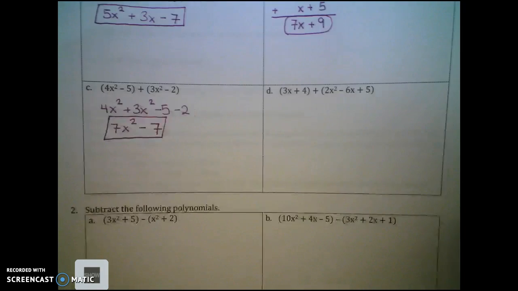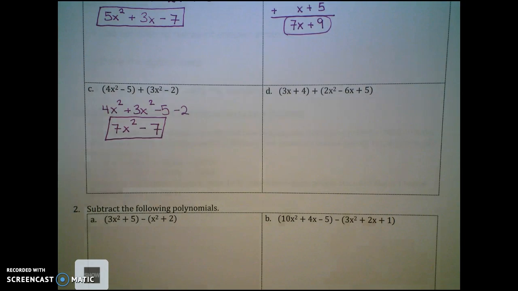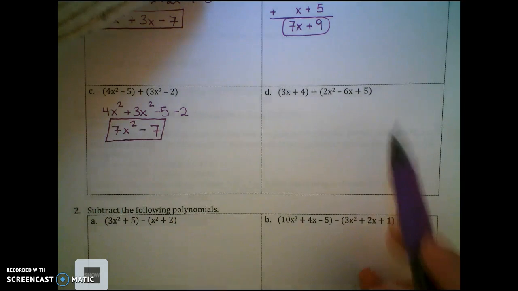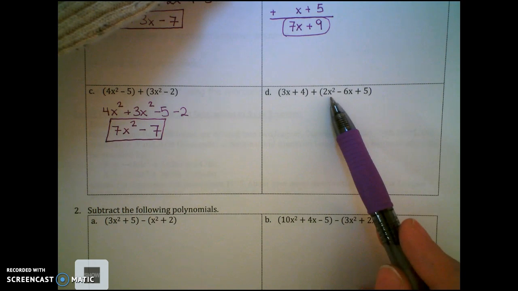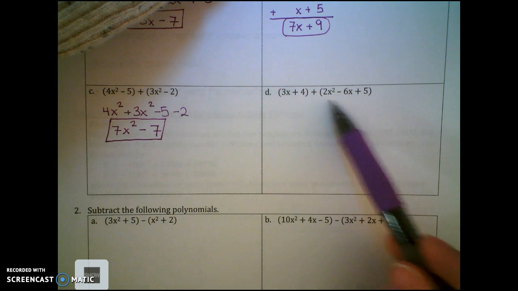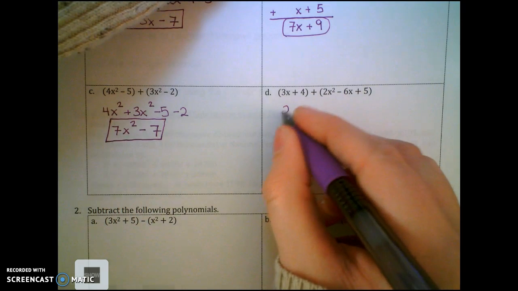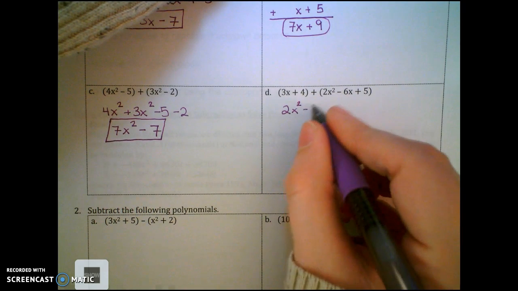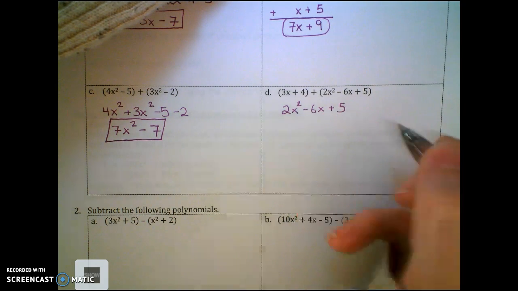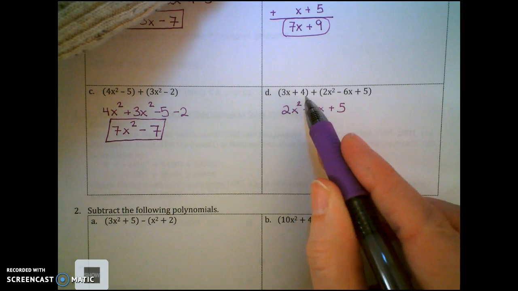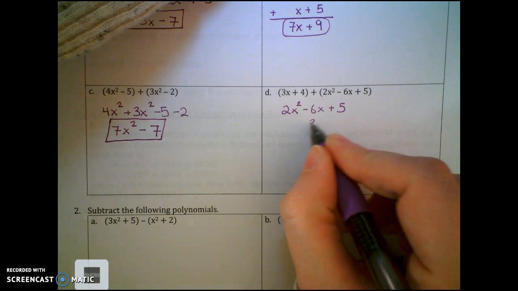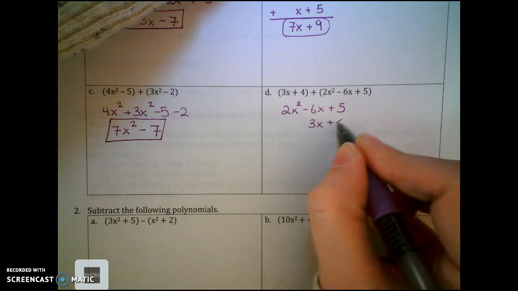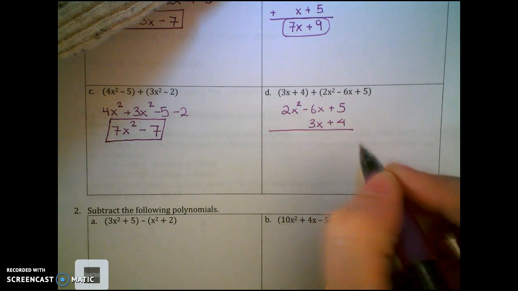So if we look at D, we can set this up vertically or horizontally. I do want to do this one vertically just so we see what it looks like when I am missing a term that I have here, but not here. So I have a 2x squared as my only one. So I'm going to put my longer polynomial on the top. So I'm going to put this as 2x squared minus 6x plus 5 on the top. And then I will line up this polynomial underneath it, making sure that I line up my like terms. So I have 3x, so that will go under the 6x, plus 4. And I will draw this line here and add down.